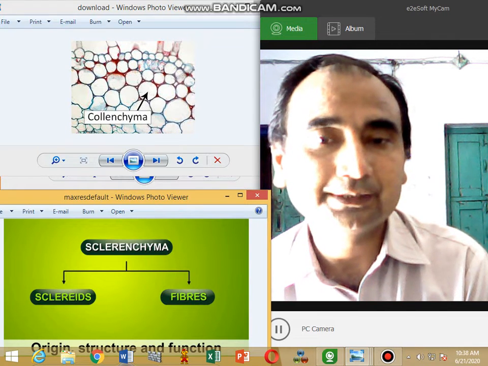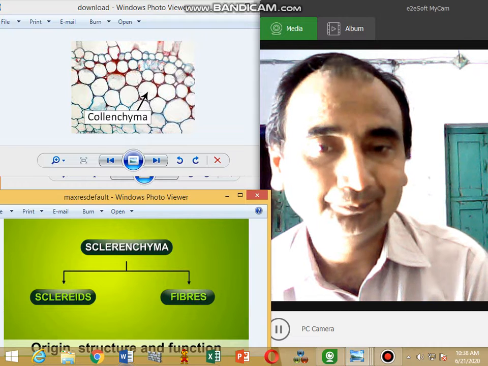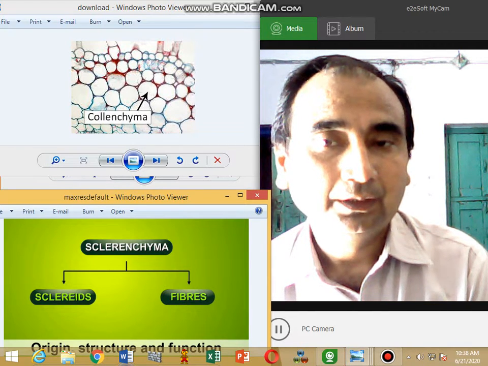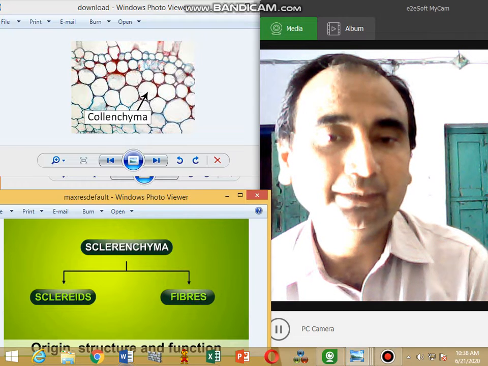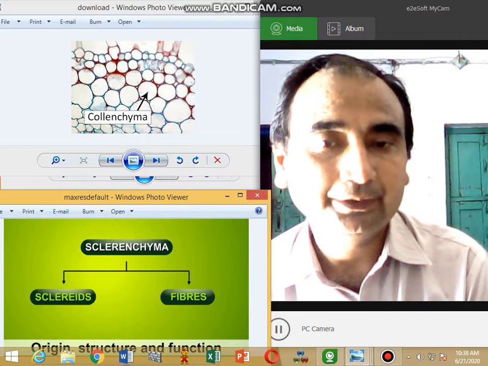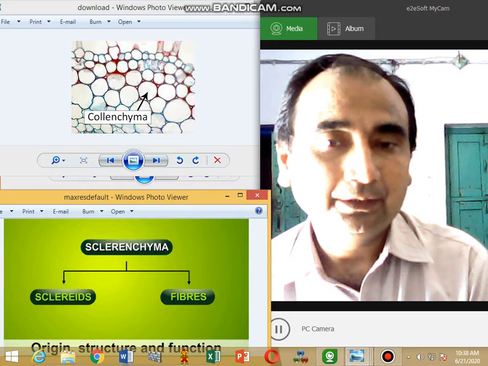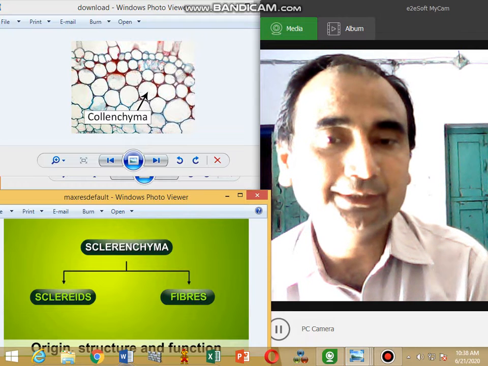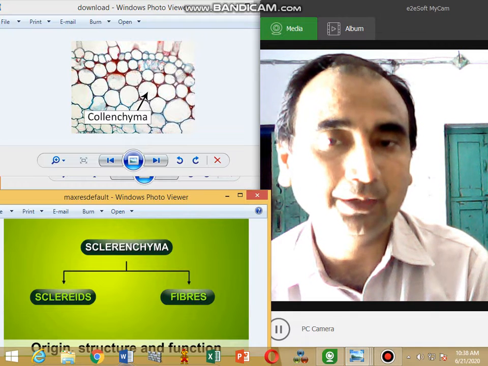These cells give support to the baby plant. They lack the secondary wall. These are living in nature. They increase in size with the increase in length of the plant.